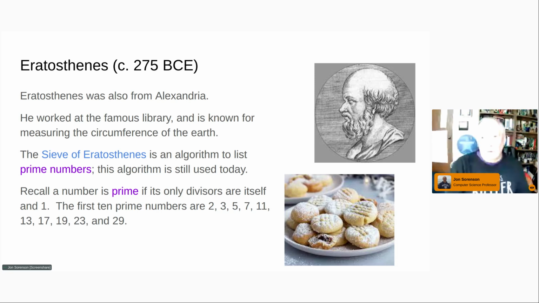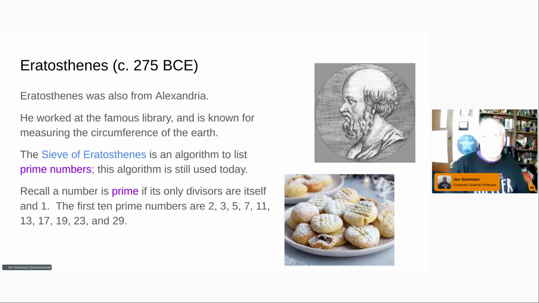But we're talking about him here because he came up with this algorithm that we now call the sieve of Eratosthenes, and it's used to find prime numbers. Like Euclid's algorithm, the sieve of Eratosthenes is still used today. These algorithms were written down around 300, 200 BCE, and we're still using them today. It wouldn't surprise me if both of those algorithms are present in software on your cell phone. So the sieve of Eratosthenes is for finding prime numbers.